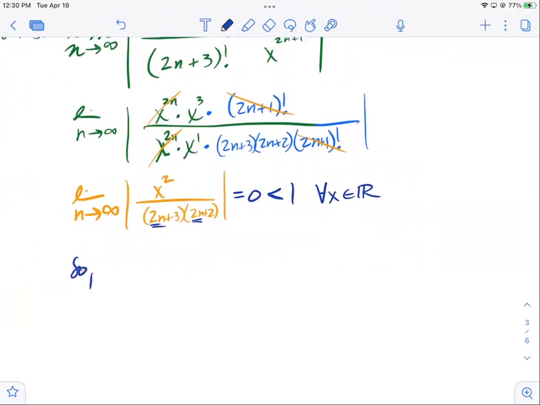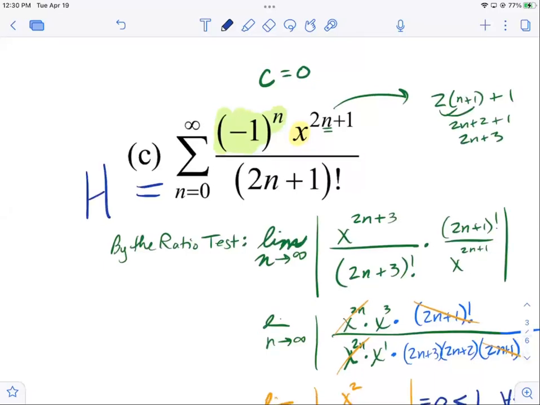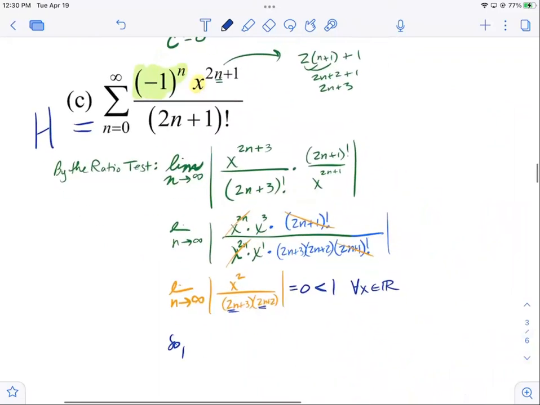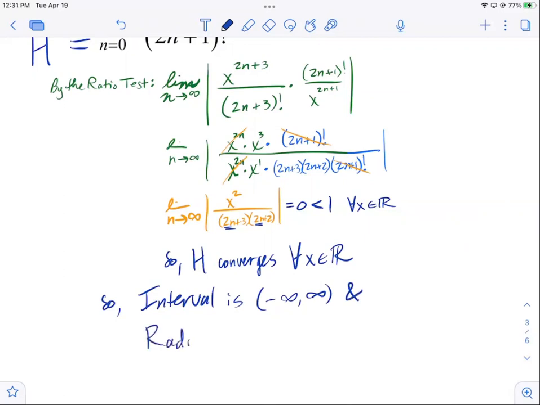So whenever you get a number at the end and the x's go away and it's always less than 1, we could say so, and let's come up here and give this guy a name. How about big H for Hank? He was first one here this morning. So H converges for all x in the set of real numbers. So the interval of convergence would be what? Yeah, all real numbers, but you do want to write it as an interval. If it does ask for the interval of convergence, don't just say all real numbers. Write it as an interval from negative infinity to infinity. And the radius of convergence is what?